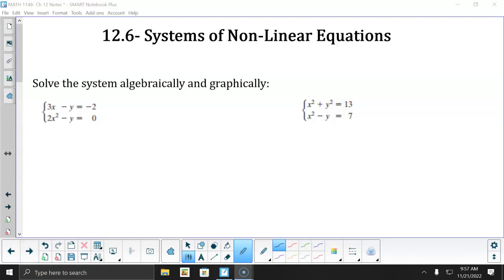All right, so systems of nonlinear. Bless you. I'm going to show you the algebraic way because I'm pretty sure at this point we can find intersections on the calculator. Easy peasy. Which one do you guys want to start with? Left or right?